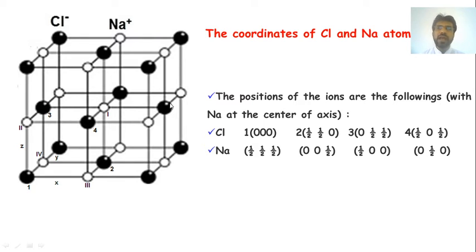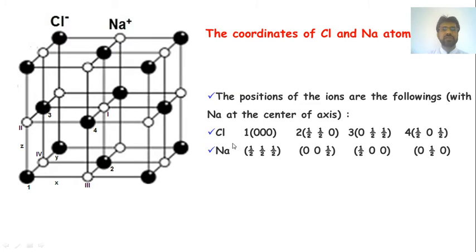Now the last point is the coordination numbers, here the fractional coordinates of the Cl and the Na atoms. If we consider this unit cell, this is the x-axis, this is the y-axis, and this is the z-axis. So we can determine the fractional coordinates of every atom located at the corners of this unit cell, located at the edge centered, located at the face centered, and the body center.